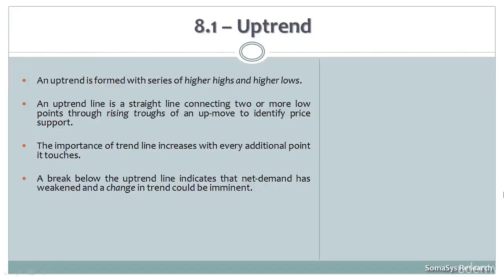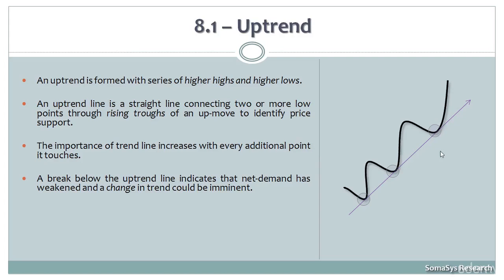We discussed trends earlier when going through the tenets of Dow theory, but we'll do it in a bit more depth now. An uptrend is formed with a series of higher highs and higher lows. An uptrend line is a straight line connecting two or more low points through rising troughs of an up move to identify price support. The importance of a trend line increases with every additional point it touches.